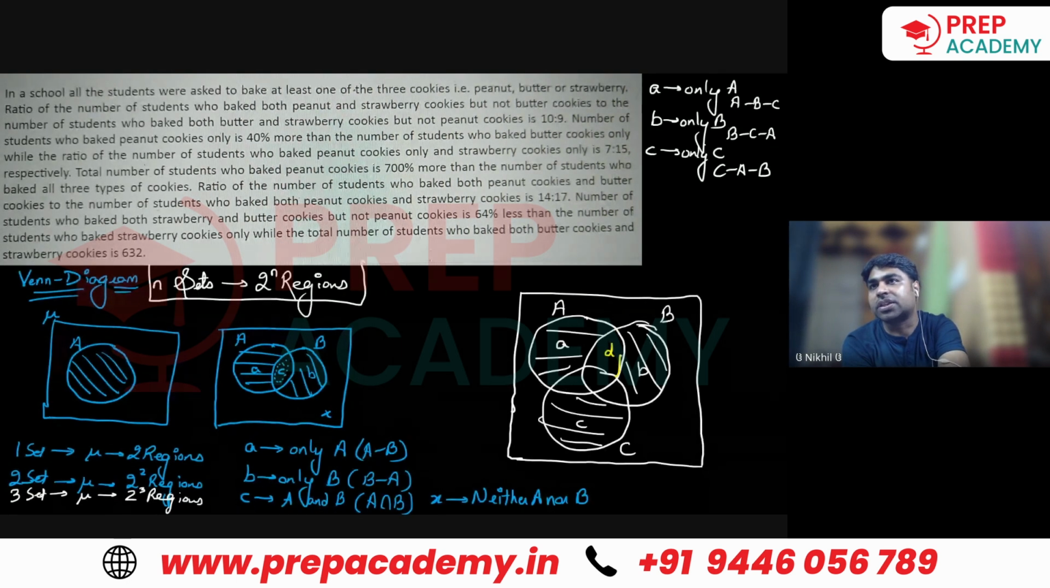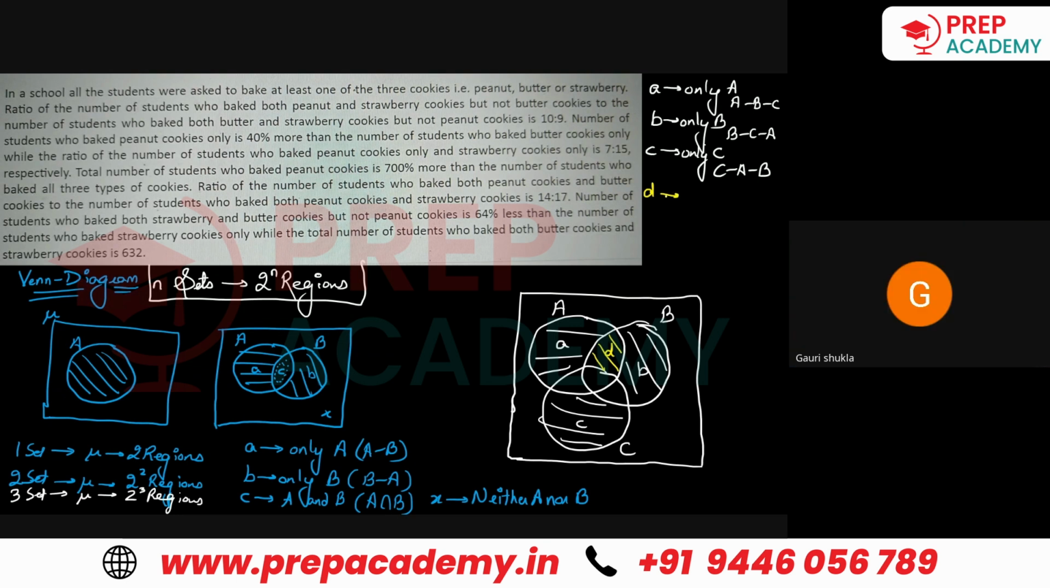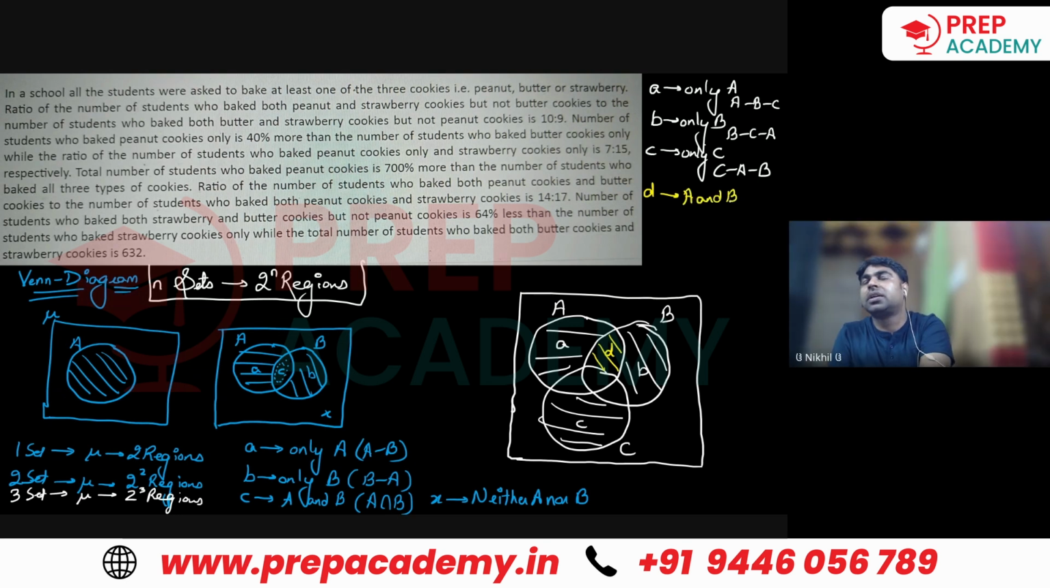Now, D talks about not the whole intersection, but only this much portion. Understood? Only this portion. So D region talks about only A intersection B. A and B only, you can call it. Actually, A and B only is the right way of calling it. You can also call it A intersection B minus C.